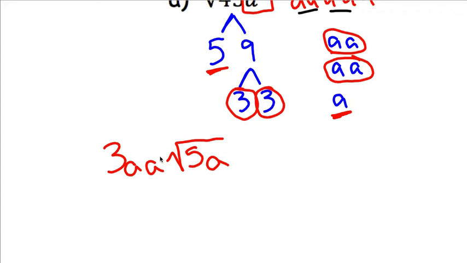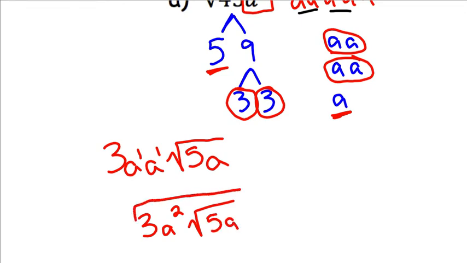Now, from our exponent rules that we just finished, this is a to the first, this is a to the first. And what do I do with those? If I have a to the first times a to the first, what do I do? Well, I'm going to add them. 1 plus 1 is 2. Square root of 5a. So there is your final answer, completely simplified. 3a squared times the square root of 5a.